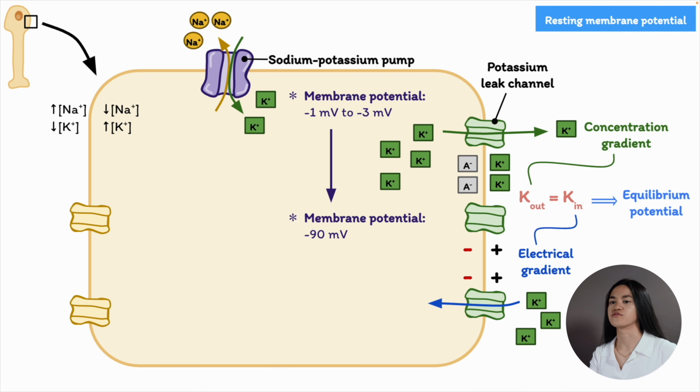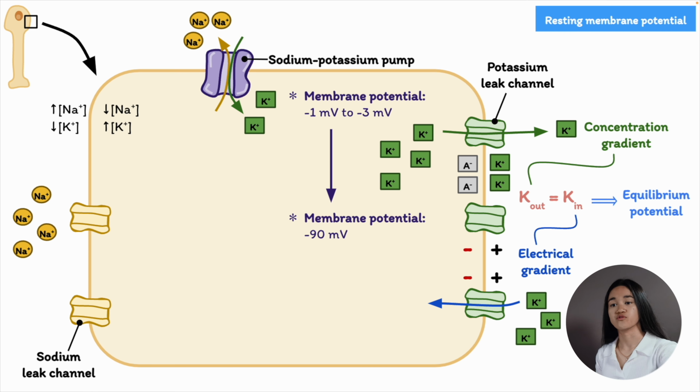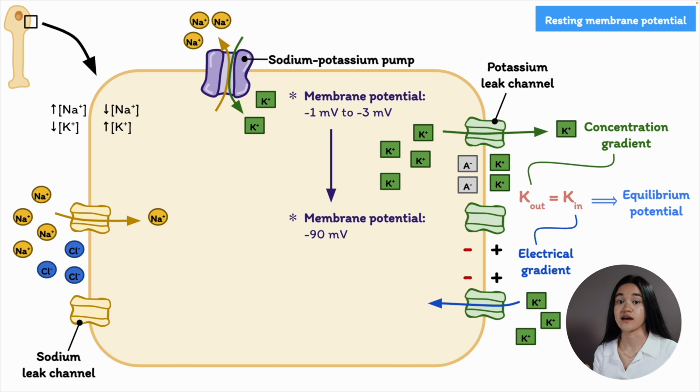Similar situation for sodium. We've established that the concentration of sodium is higher outside the cell, and so the concentration gradient for sodium would move these ions into the cell, making the inside of the cell more positive. On the outside, there are chloride ions, these blue ones here, because sodium and chloride are the key ions found in the extracellular space. As sodium moves into the cell, chloride ions are left behind, making the outside more negative.